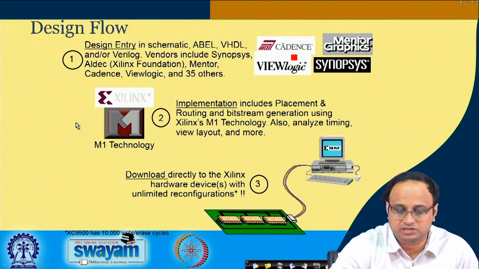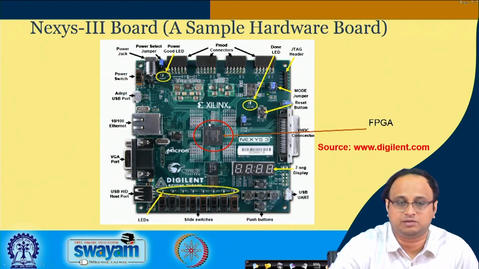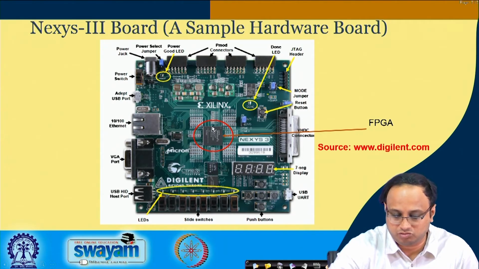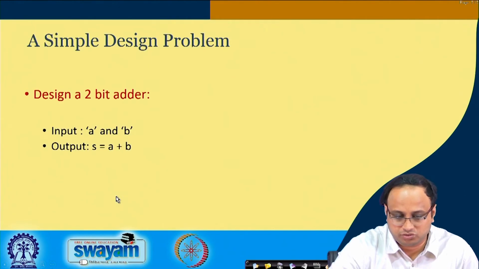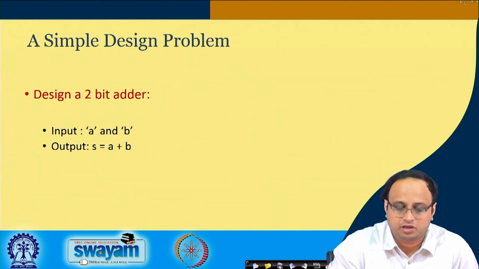So this is how the overall design flow looks like. What I will try to show you is one of the sample boards which you can probably try to get access to, a relatively low cost FPGA device called the Nexys 3 board. This is the FPGA inside the board, and what we will be trying to do is program this FPGA using our design and reconfigure it to work as we want. So I will take a simple design problem and try to illustrate how we can do design on these FPGAs.